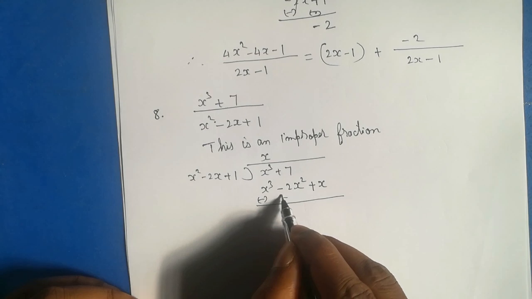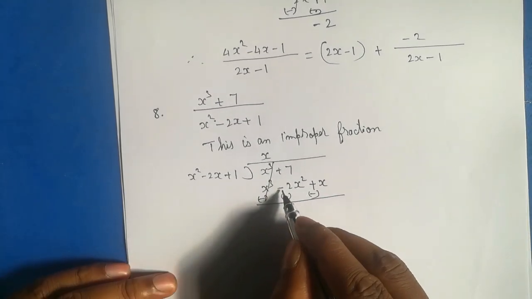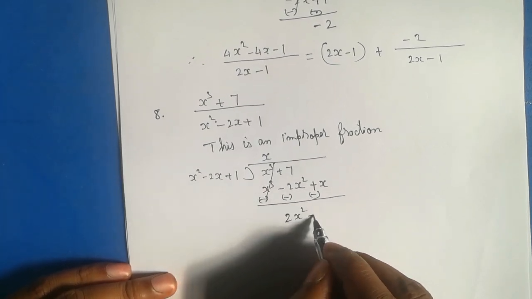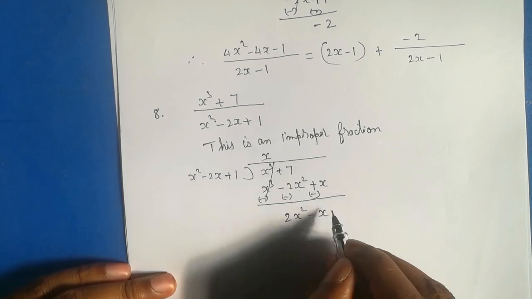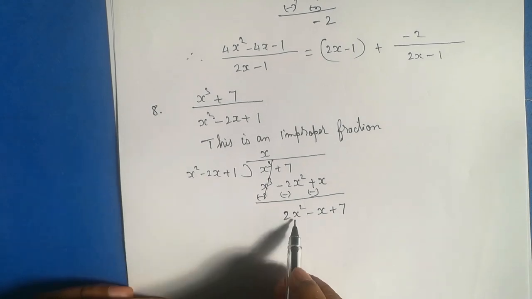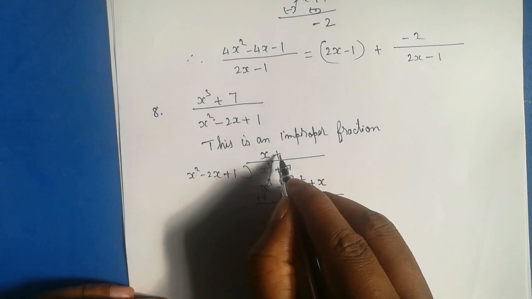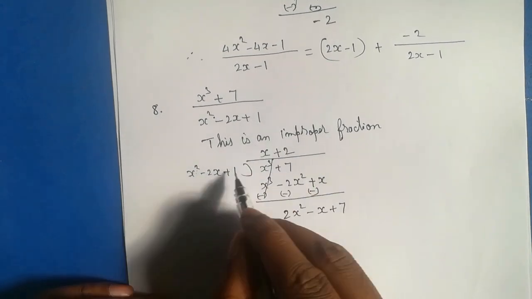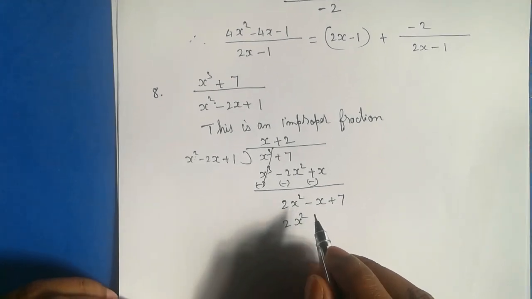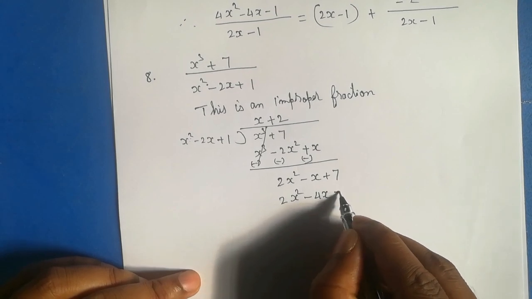Multiply by minus sign throughout. This will get cancelled. Here x² is there. Minus into minus is plus 2x². Plus into minus is minus. Bring this 7 down. Again, this is improper because degree remains same. Plus 2. Why? To get the same term. 2x² − 4x + 2.